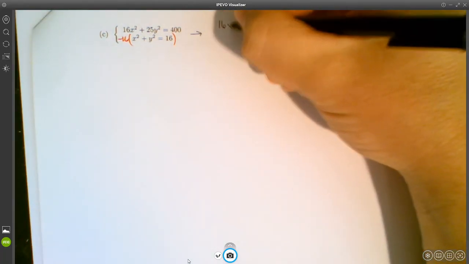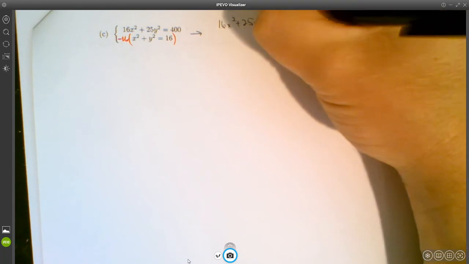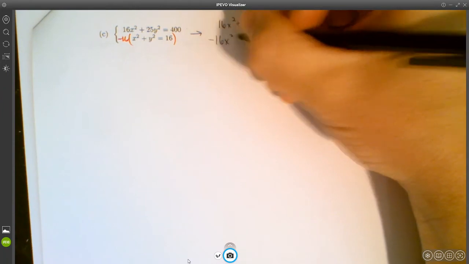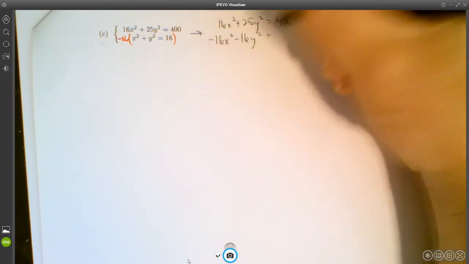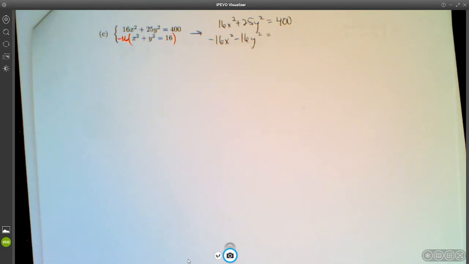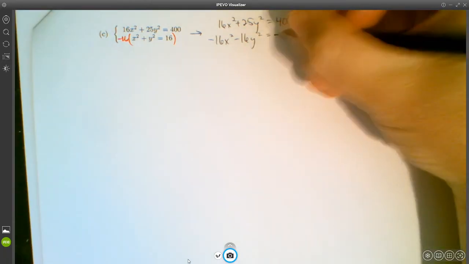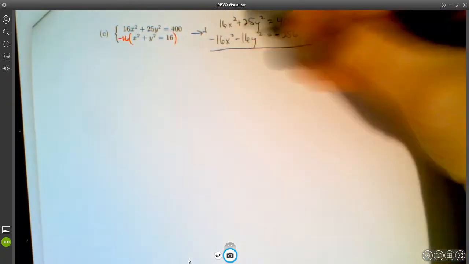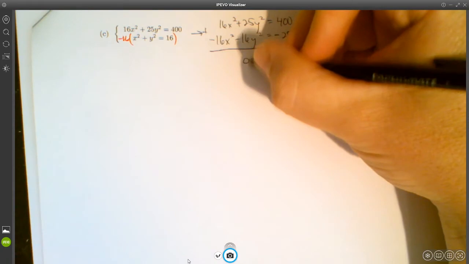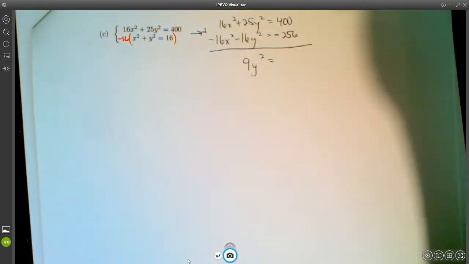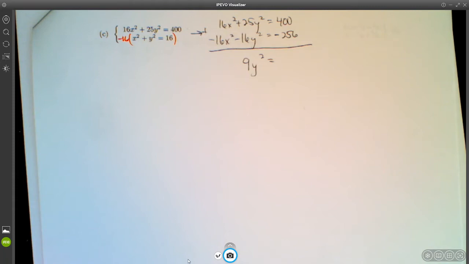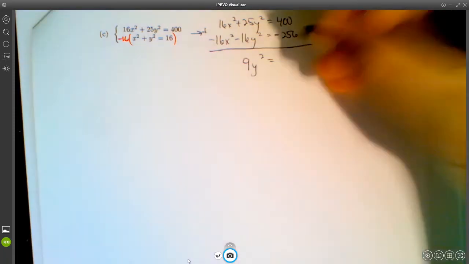So I've got 16x squared plus 25y squared equals 400. In the denominator now it's going to be negative 16x squared minus 16y squared equals whatever 16 times 16 is, 256. Negative 256. I feel like I should have known that somehow. Okay, 25 minus 16 is 9. 400 minus 256 is 144.